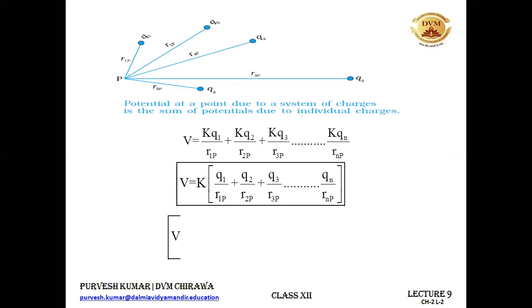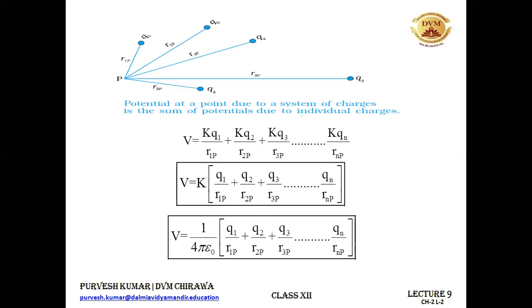So this is the expression for electric potential at point P because of n number of charges, provided we are knowing the distance of all the charges from the given point. All right. And in place of this K, we can also write 1 upon 4 pi epsilon naught. So that's what I have written in this expression. I hope it is clear. Still, if you are having some doubts, please ask.